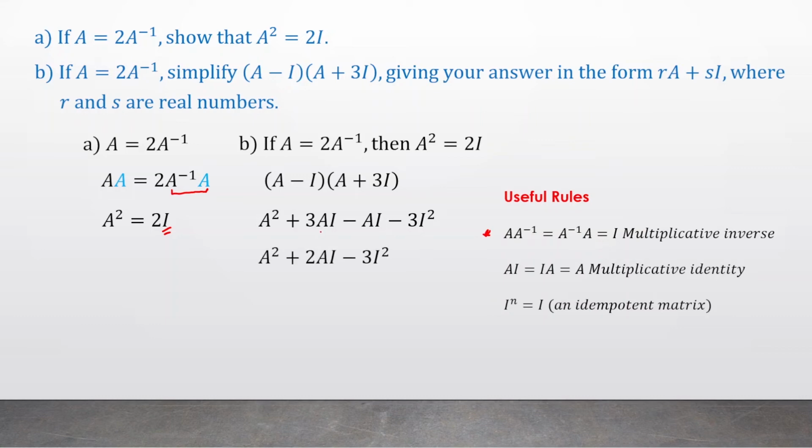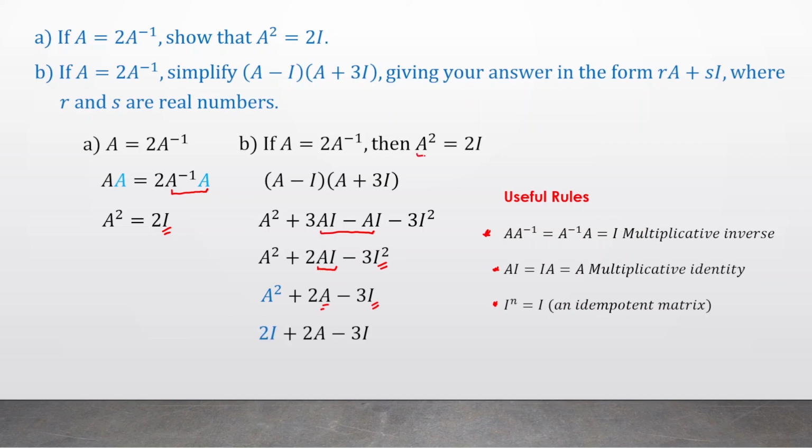We can add the middle two terms. We'll get 3AI minus AI, which is 2AI. And we can simplify further. We have A times the identity matrix, which is equal to A, using the second rule here. And the identity matrix multiplied by itself will return itself, I, using the third rule down here. No matter how many times you multiply an identity matrix by itself, you'll always get the identity matrix.